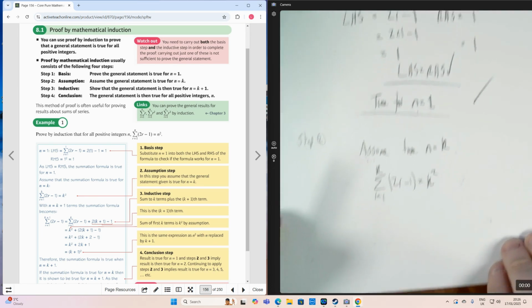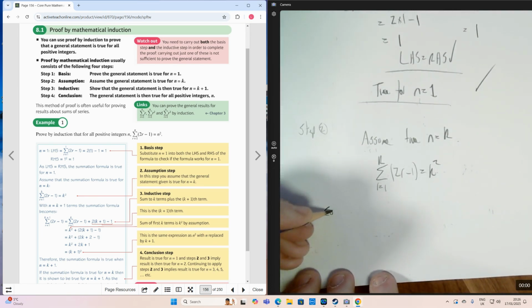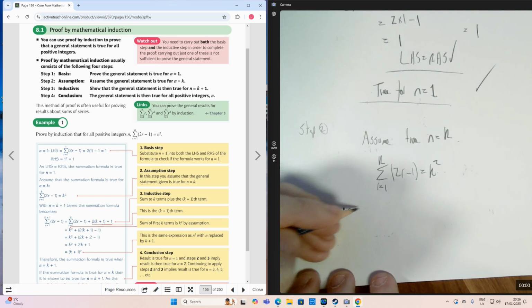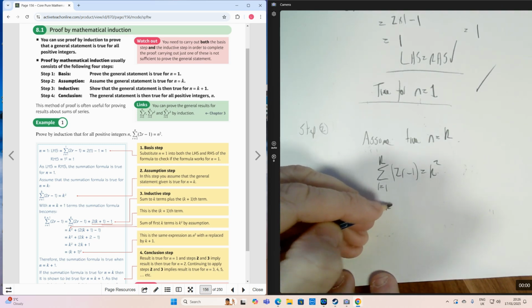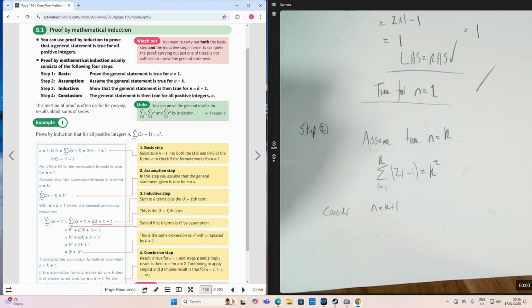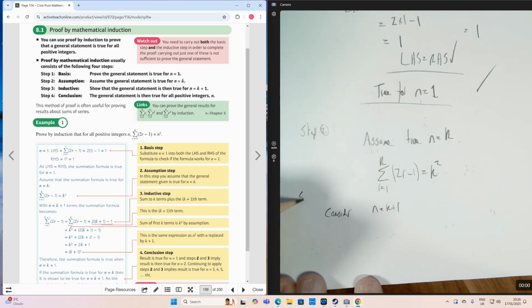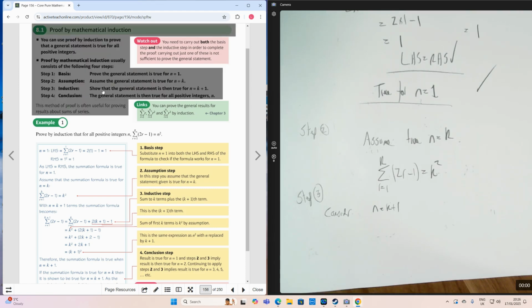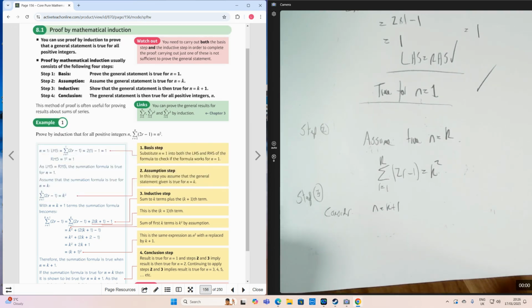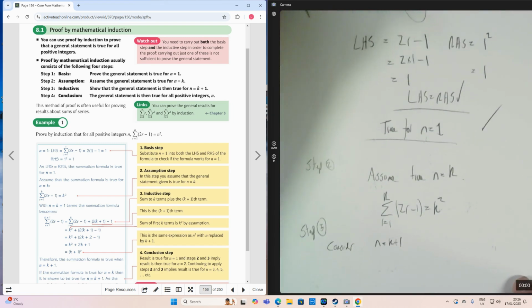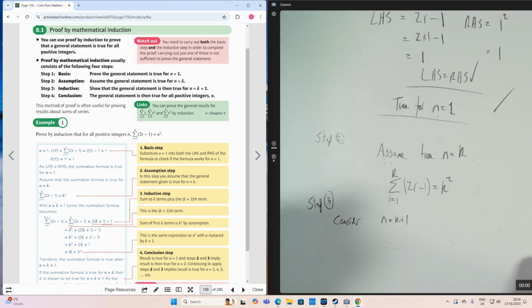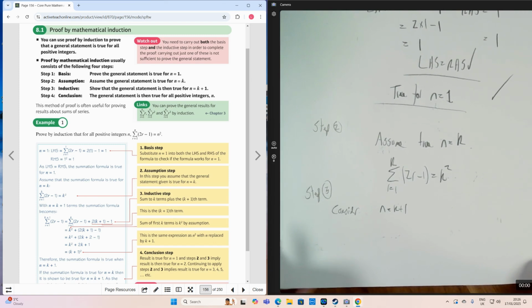Then let's now consider n is equal to k plus 1. And this is our step 3. This is our inductive step. So we're on here, you can see step 3: show that the general statement is true for n equals k plus 1. That's where we are now. So we're on step 3, the inductive step, and we've written consider n equals k plus 1.